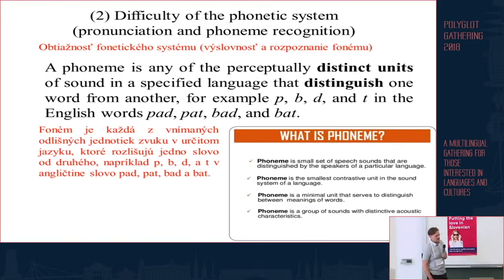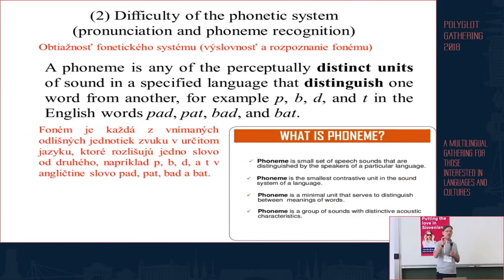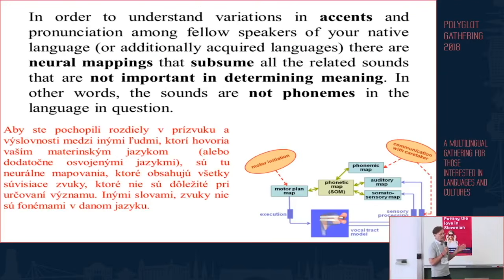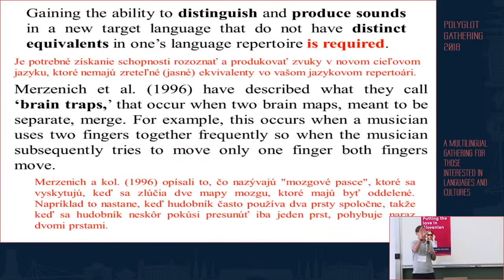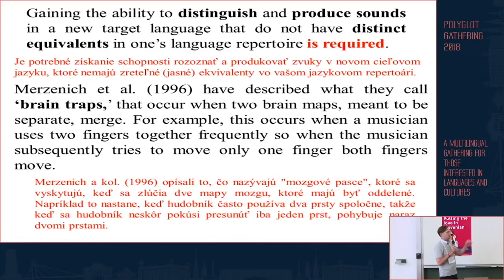Now, let's go to the next issue, which is pronunciation, the phonetic system. First of all, we have to think in terms of the phoneme. It's a distinct unit of sound which creates different meaning. In order to understand the variations in accents and pronunciation amongst our fellow speakers, in our mind, we have neural mappings that subsume all related sounds that are not important in determining meanings. Okay, in other words, they are not phonemes. So gaining the ability to distinguish and produce sounds in a new target language that do not have distinct equivalents in one's language is required. Okay, so it's increasing your phonetic repertoire.